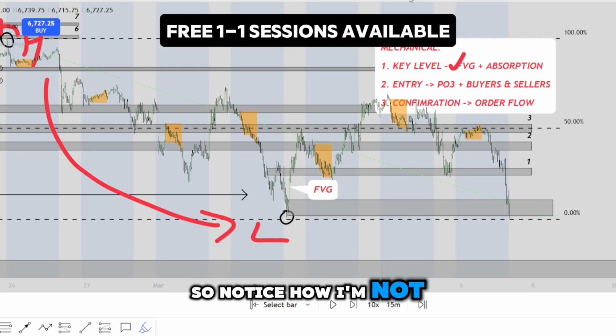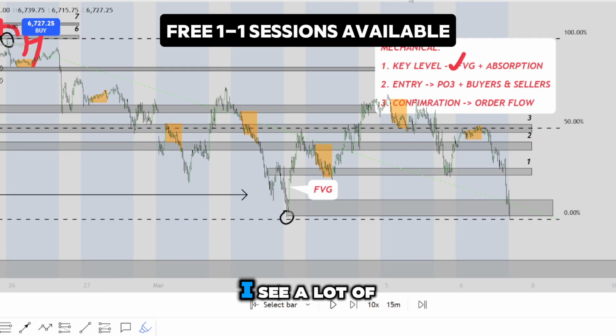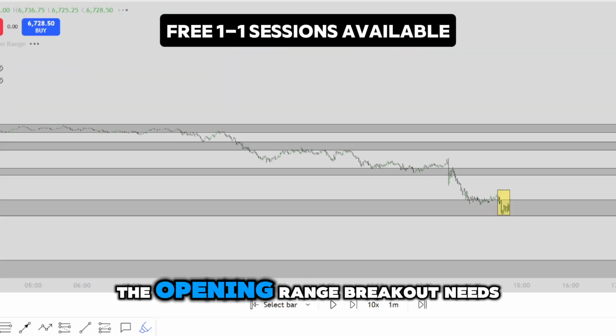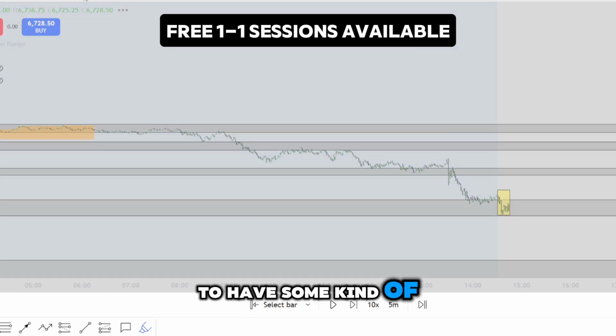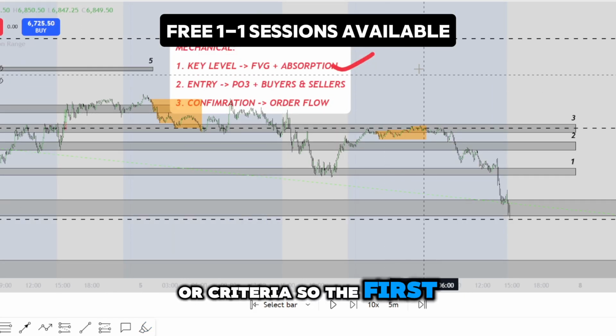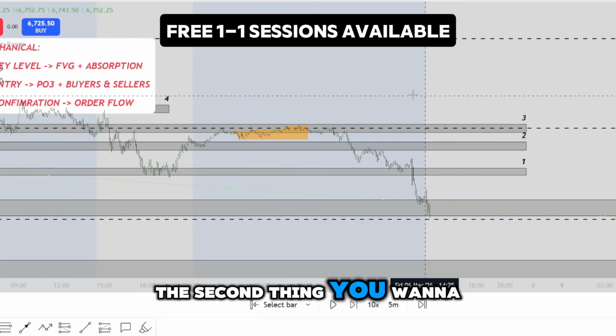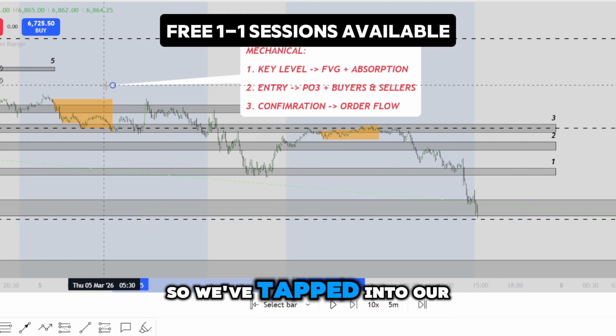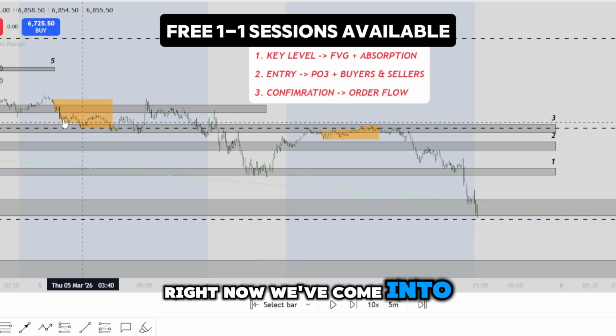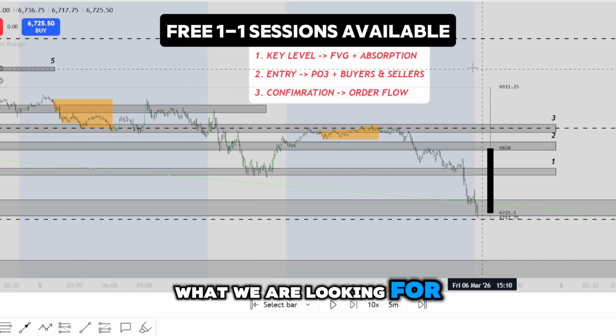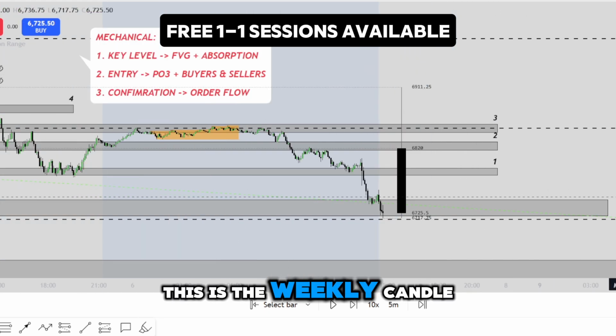So notice how I'm not just blindly trading opening range breakout. I see a lot of traders doing that. The opening range breakout needs to have some kind of rules or criteria. So the first thing is we're in discount. Now, the second thing you want to look for is this. We've tapped into our key level. What we are looking for is this, the weekly candle.